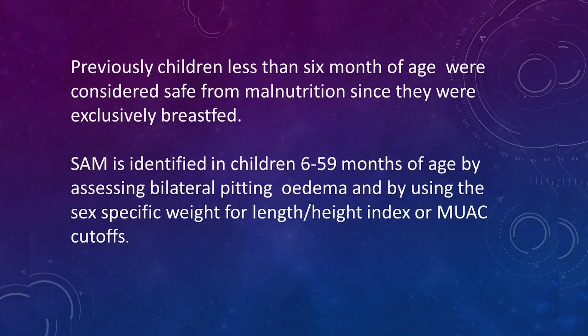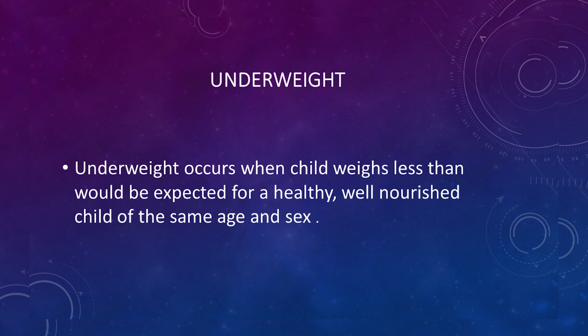Severe acute malnutrition is identified in children from 6 months to 59 months of age by assessing bilateral pitting edema and by using the sex specific weight for length and height index or mid upper arm circumference cutoffs. So, by which you can diagnose acute malnutrition in children. There is a weight for age and the mid upper arm circumference. This is all about the wasting.